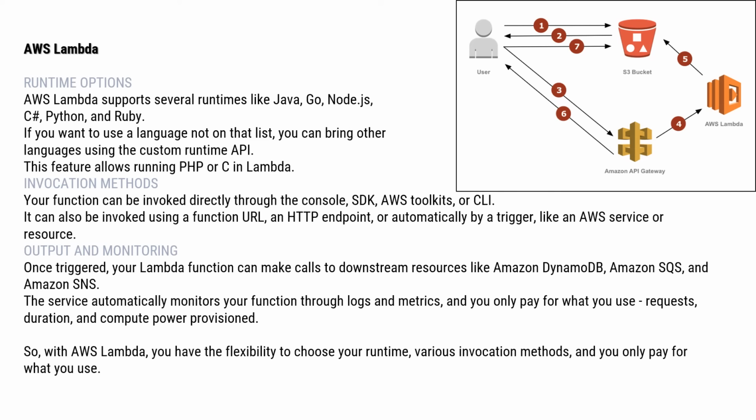Your function can be invoked directly through the console, SDK, AWS toolkits, or CLI. It can also be invoked using a function URL, an HTTP endpoint, or automatically by a trigger like an AWS service or resource. Once triggered, your Lambda function can make calls to downstream resources like Amazon DynamoDB, Amazon SQS, and Amazon SNS. The service automatically monitors your function through logs and metrics, and you only pay for what you use: request, duration, and compute power provisioned. So with AWS Lambda, you have the flexibility to choose your runtime, various invocation methods, and you only pay for what you use.